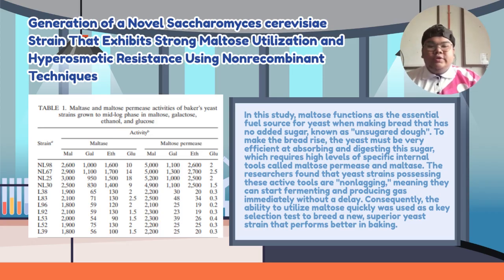So, as we can see, the difference between maltase and maltose permease, that is, maltose permease is producing more gas in the table than maltase. So this result shows that maltose permease is more suitable to use in this research than maltase.